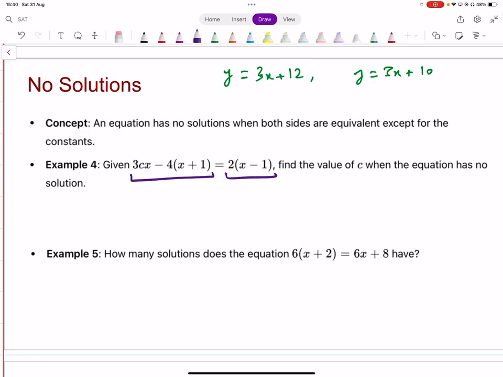What does no solution mean? Everything is identical except the constants.